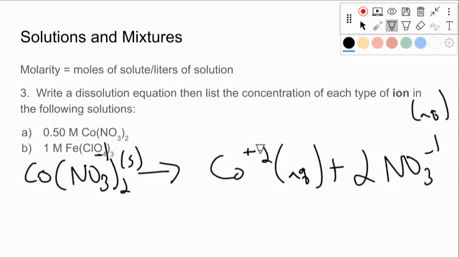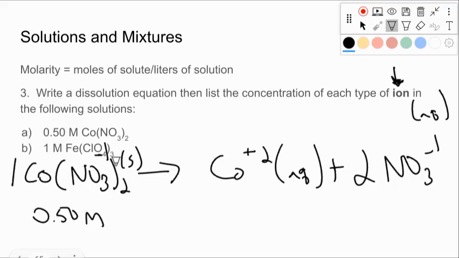If you left out the charges, you would not get points because it wants to know that you understand it is an ion. So then we got to figure out the concentrations from this problem. So it tells me this is 0.50. And then what do we do from there? Well, it's all about molar ratios.